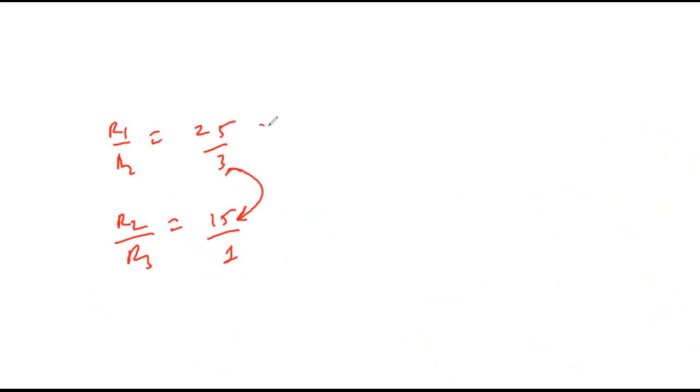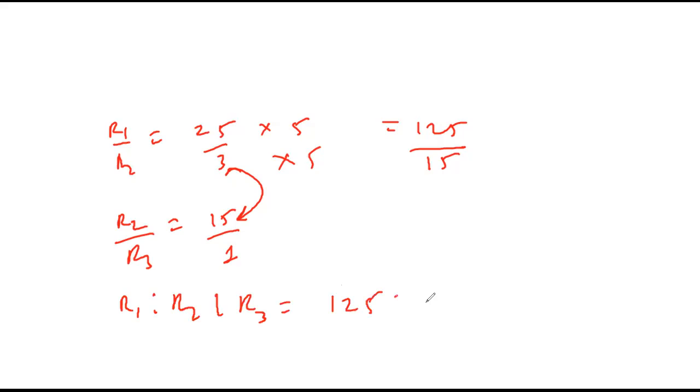So first ratio we got R1/R2 is 25/3 and then we got R2/R3 as 15/1. How to make these two same? Multiply by 5. Multiply the first ratio by 5, both numerator and denominator. So it will become 125/15. Now tell me the ratio of R1, R2, R3. 125 is to 15 is to 1.